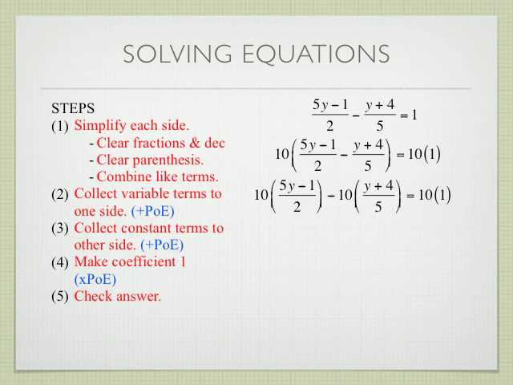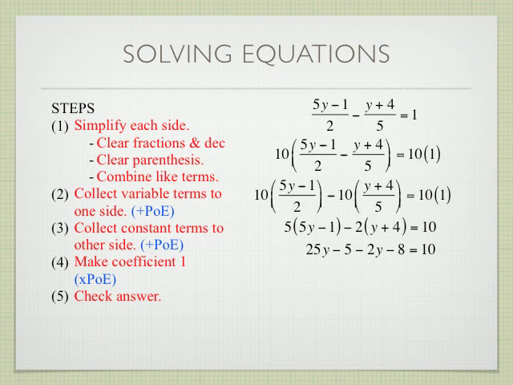So 10 times the first one, 2 goes into 10 5 times, and 5 goes into 10 2 times. So we could simplify it to this before we multiply through. It makes things a little easier. Then we clear my parentheses. So I have 25y minus 5 minus 2y minus 8 equals 10.